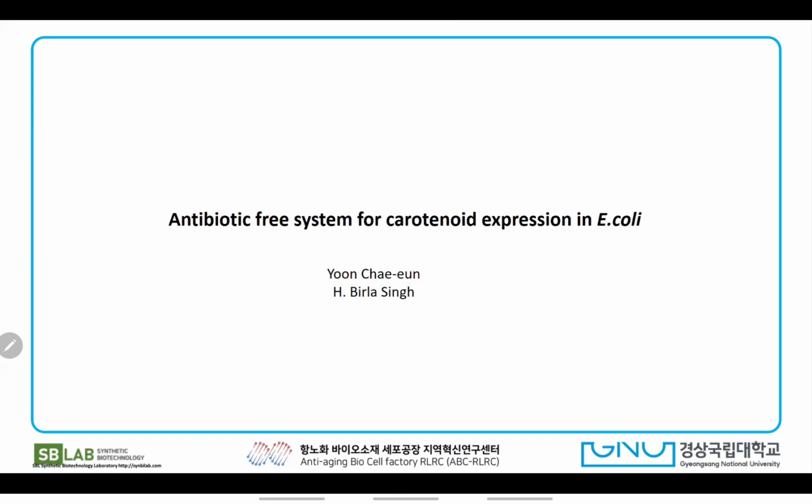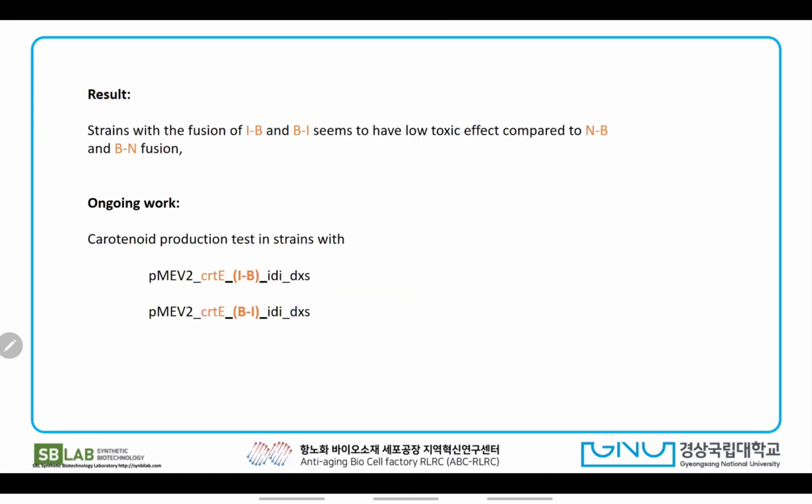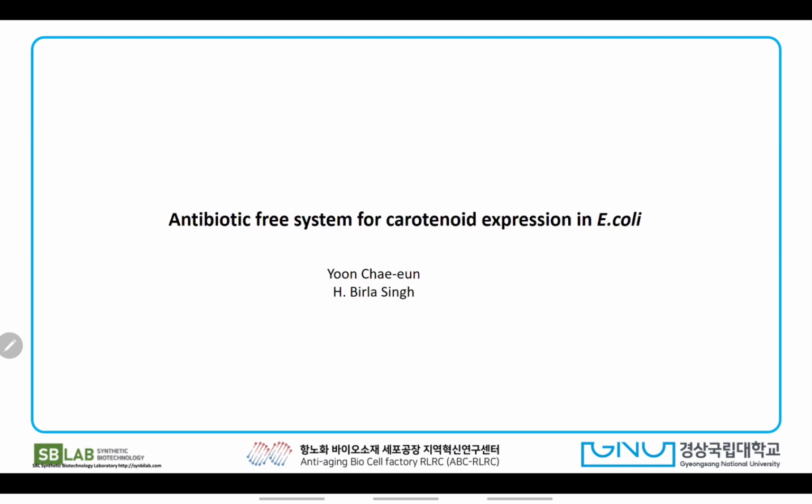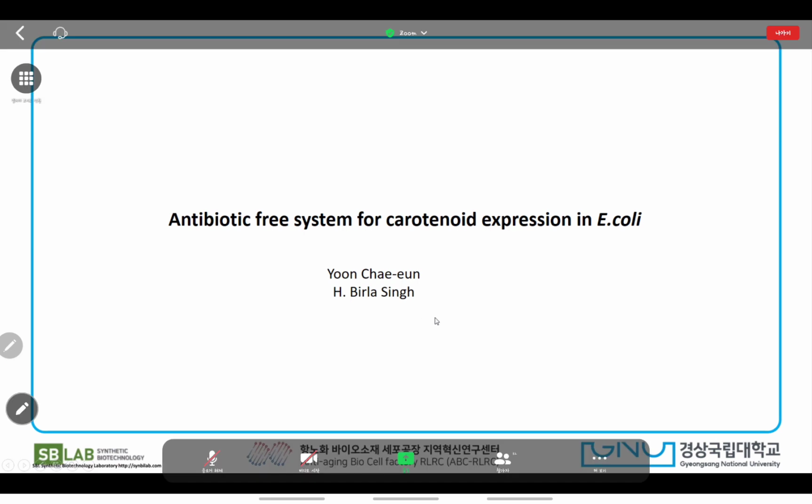That much is for right now for the carotenoid project in methylotroph. And at present, we are also dealing with another project, which is an antibiotic-free system for carotenoid expression in E. coli. This work I'm doing along with Yun Che-an, our lab mate.